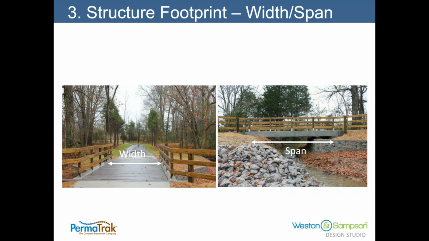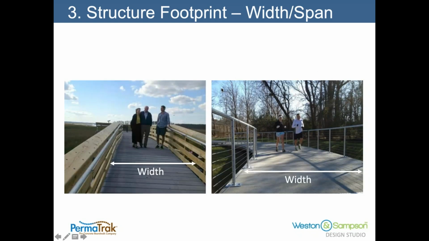Just so that we're all talking about the same language, when I say the width of the structure, we're talking about what the clearance is between the railing, or in the image on the left, between the timber railing. That is what we would call the width of the structure. The span is spanning from the abutment to abutment or from a pier support to a pier support. It may seem obvious to most people, but it's not always clearly understood by everybody. So thus we want to point it out here.